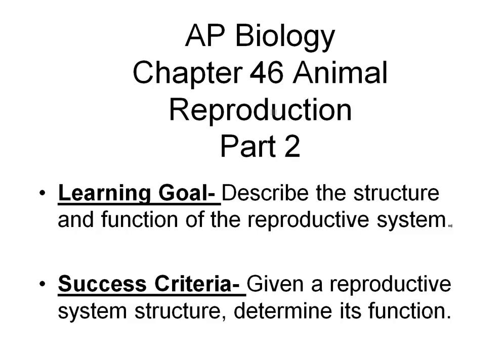AP Biology, Chapter 46, Animal Reproduction, Part 2. In the previous part, we learned about the male reproductive system and how we produce sperm. In Part 2, we're going to learn about the female reproductive system and how females make eggs.